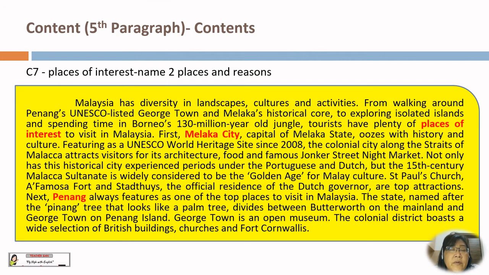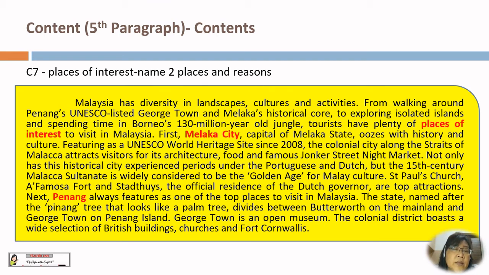For content 7, places of interest, you have to name 2 places and give your details. Malaysia has diversity in landscapes, cultures, and activities. From walking around Penang's UNESCO-listed Georgetown and Malacca's historical core, to exploring isolated islands and spending time in Borneo's 130-million-year-old jungle, tourists have plenty of places of interest to visit in Malaysia.